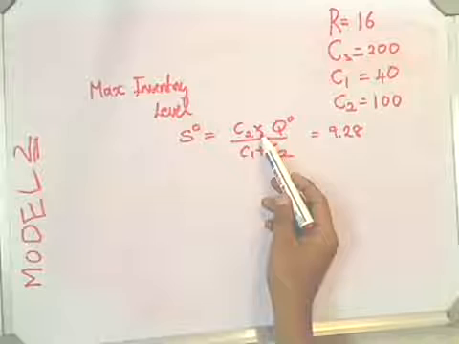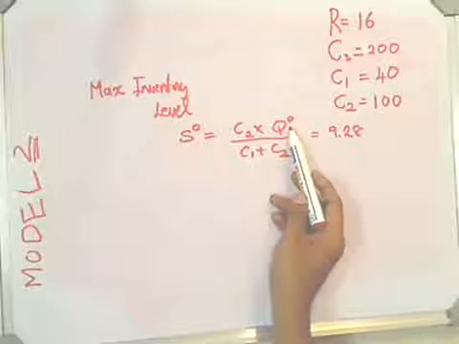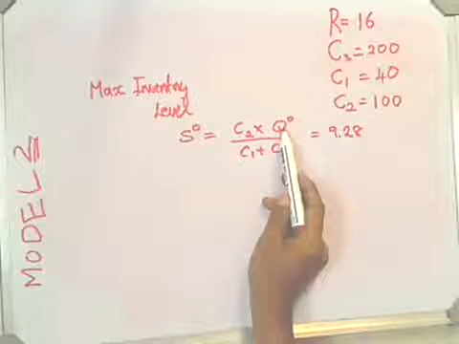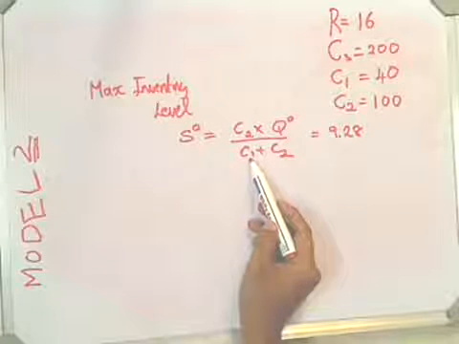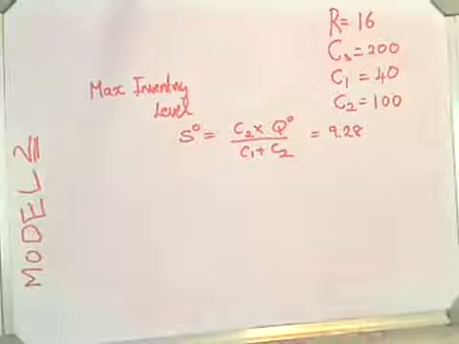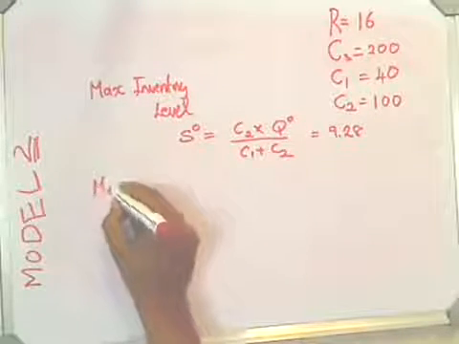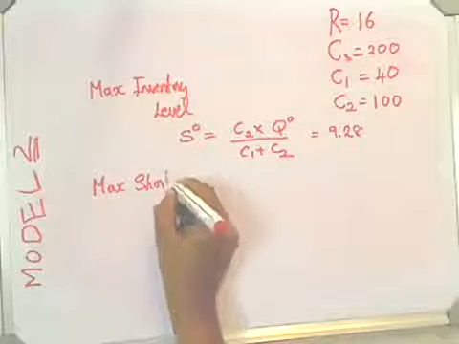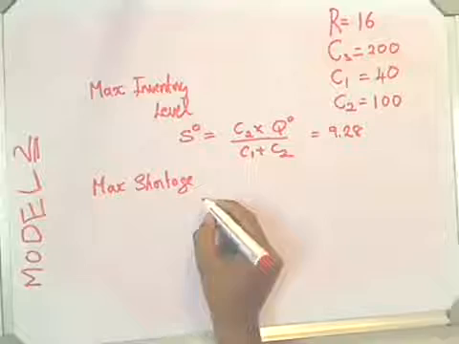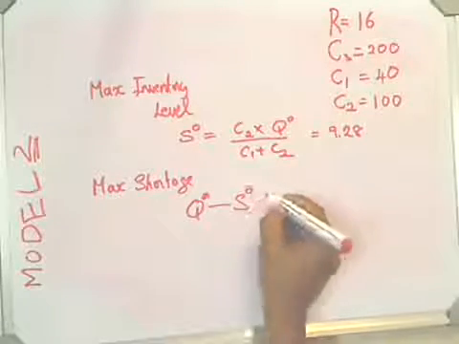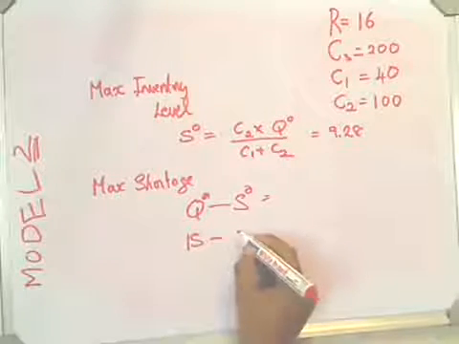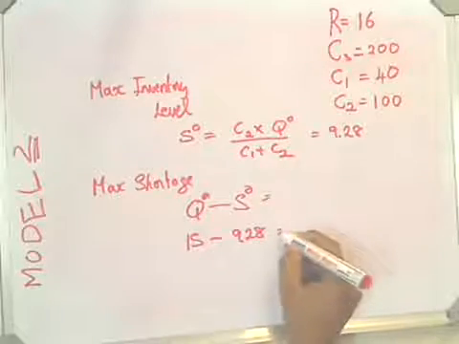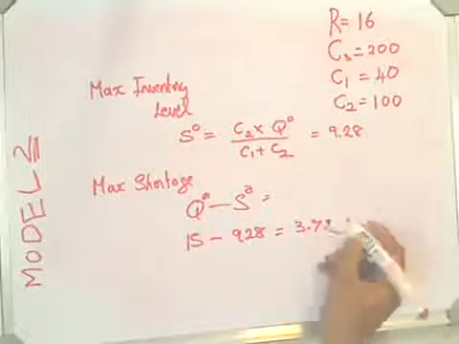This is nothing but C2 would be 100 multiplied by Q naught. This is Q naught in case shortages are allowed. So Q naught would be 15. 100 multiplied by 15 divided by 40 plus 100. You should be able to get 9.28. Okay, and then the maximum shortage that can be there. This is calculated by Q naught minus S naught. So Q naught, if you remember in the previous one, would be 15. 15 minus 9.28, you should be able to get 5.72.